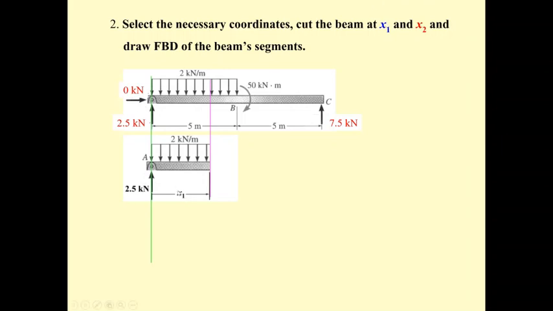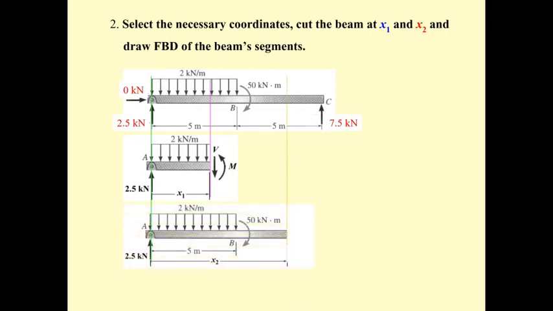If you set x1 like this, that means x1 starts from here, 0 meter, and then it's going to increase 1 meter, 2 meter, 3 meter, 4 meter, and 5 meter. So the length of x1 is going to be between 0 and 5 meter. Okay, and it's going to be in equilibrium due to the bending moment M and the shear force V.